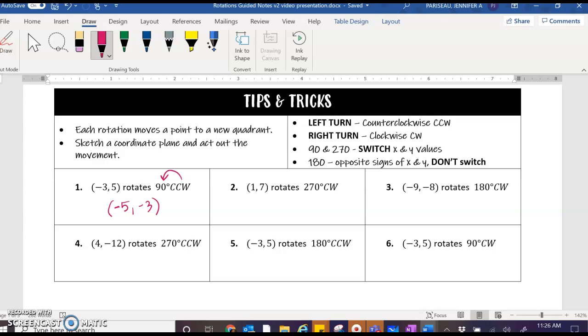All right, go ahead and pause the video and try these on your own using that idea of a coordinate plane.